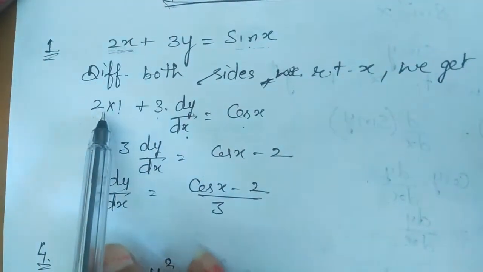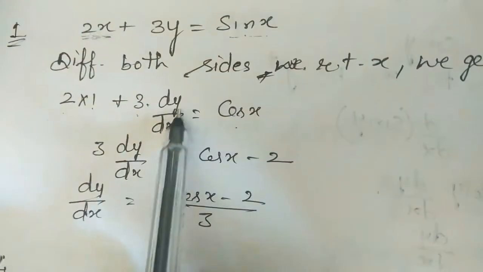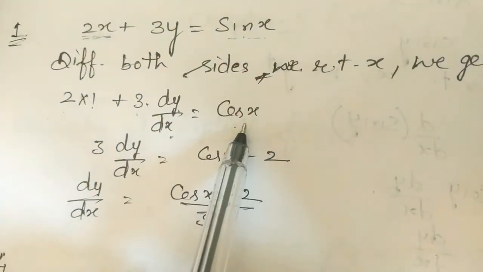What is the derivative of 2x? 2. 3 into y derivative is 3 constant. y derivative is dy by dx. And sin x derivative is cos x. Okay.